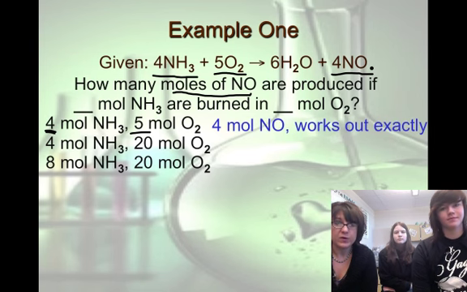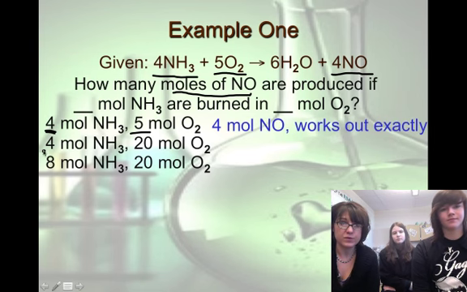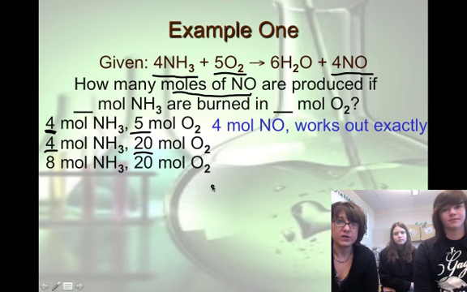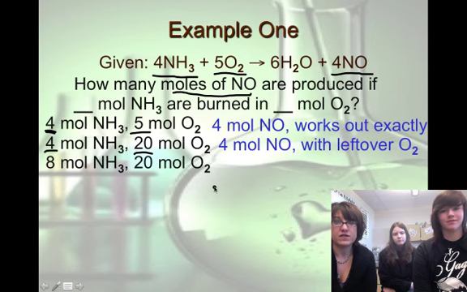But in the next example, I still have 4 moles of ammonia, but this time I have 20 moles of oxygen. Now how much of the nitrogen monoxide can we make? Can we make any more of it than we did before? No. You're right. We can make 4 moles of nitrogen monoxide, but we're going to have leftover oxygen.